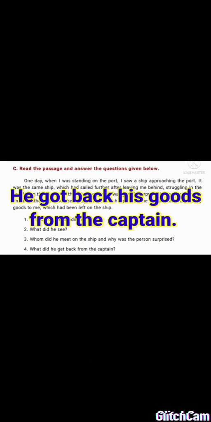Fourth question, what did he get back from the captain? The captain handed over the goods to Sindbad. So, how should you write it in sentence format? Now, let us see the answer. For the question, what did he get back from the captain? "Get" becomes "got" in past tense. He got back his goods from the captain. So this is the answer.